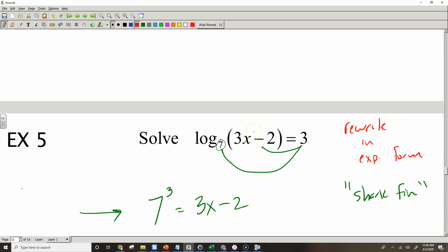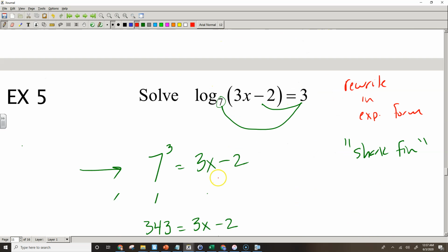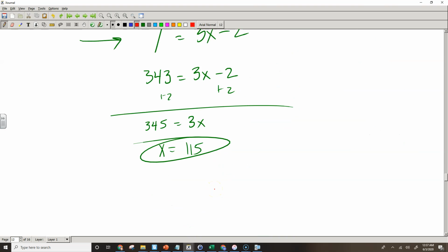So there's log equations. Again, the key to that is, first of all, the first example that we did was what if you have a case of 2 logs equaling one another? Well, then you can set the insides equal to one another and solve. But if you have just simply one of these log equations that it's not like that, you can just rewrite or use shark fin to solve your problem. Right? And that's it.